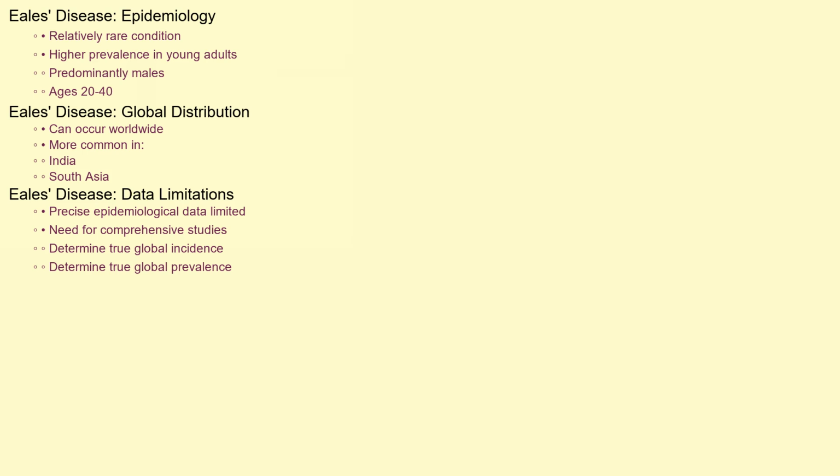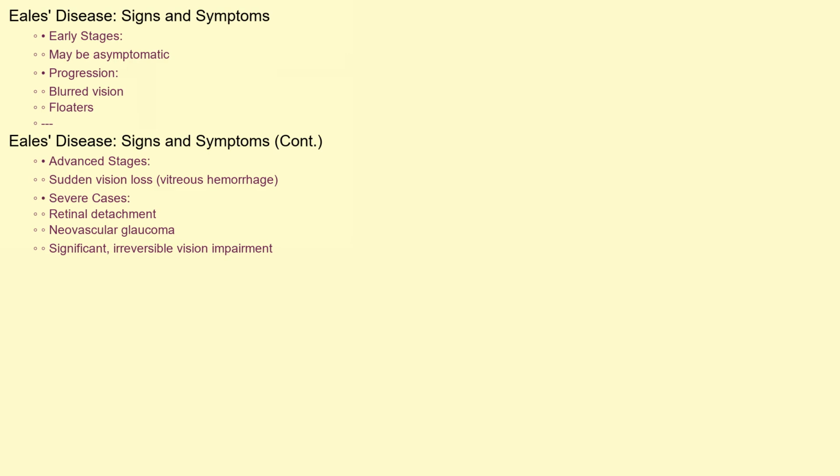global incidence and prevalence. The signs and symptoms of Eales disease can vary depending on the stage and severity of the condition. In the early stages, some individuals may experience no noticeable symptoms. However, as the disease progresses, common symptoms include blurred vision, floaters, which are dark spots or strands that appear to drift across the field of vision, and sudden vision loss due to vitreous hemorrhage. In severe cases, retinal detachment and neovascular glaucoma can occur, leading to significant and irreversible vision impairment.